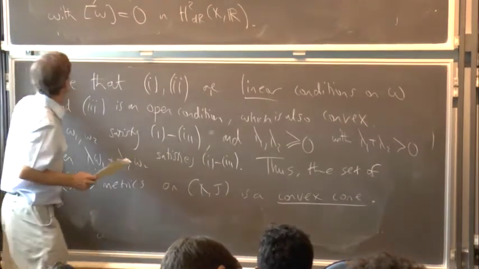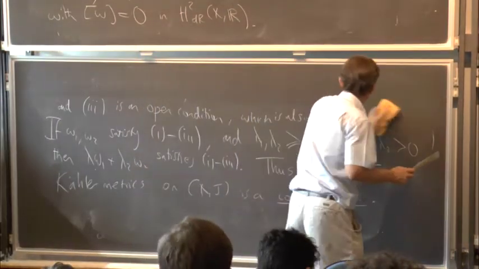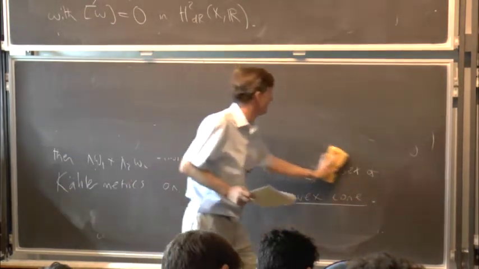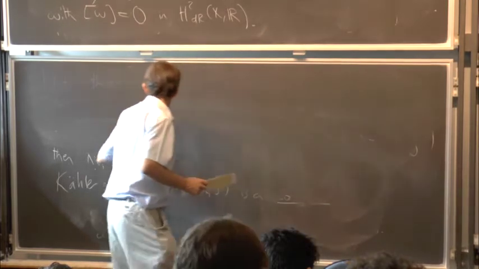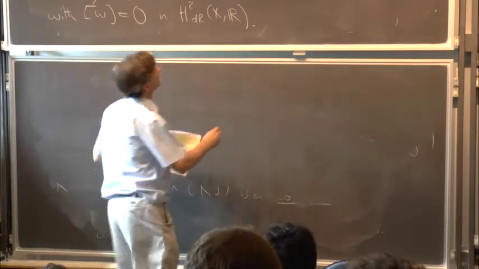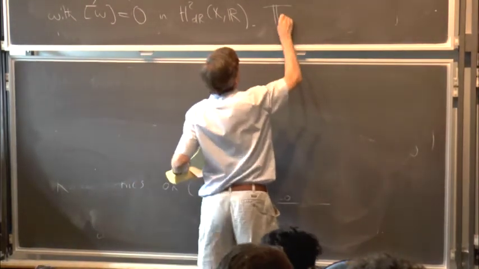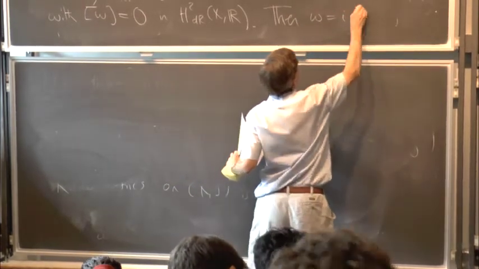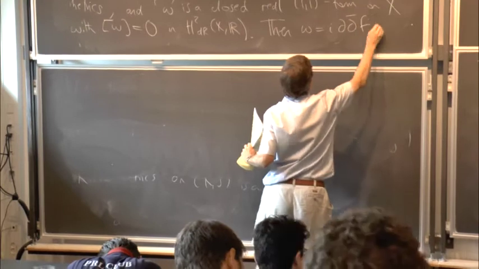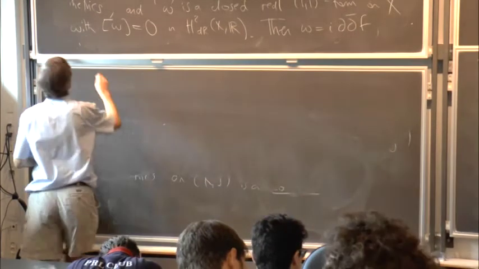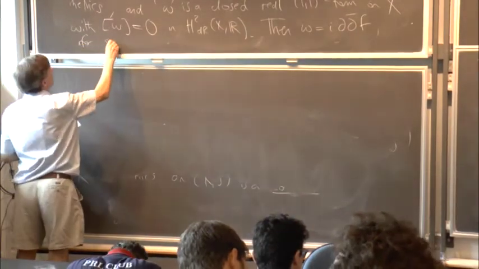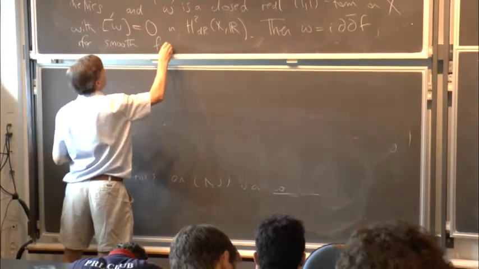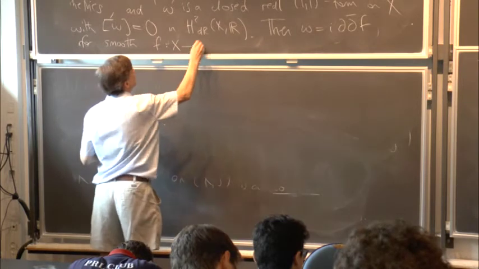If you have a closed real 1-1 form which is exact, and so 0 in de Rham cohomology, then the conclusion is that, again, little omega is i d d-bar of f for some smooth f going from X into the reals.